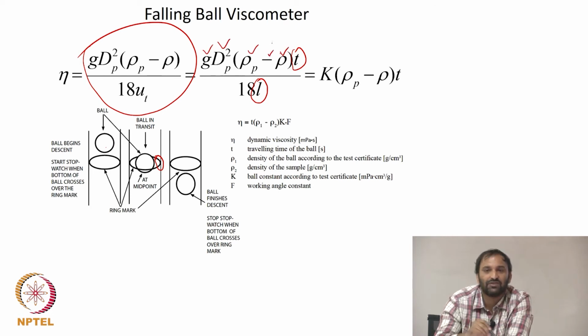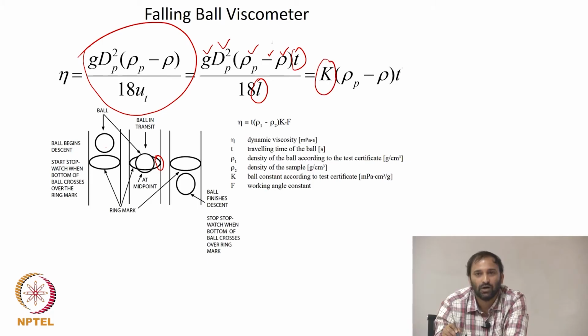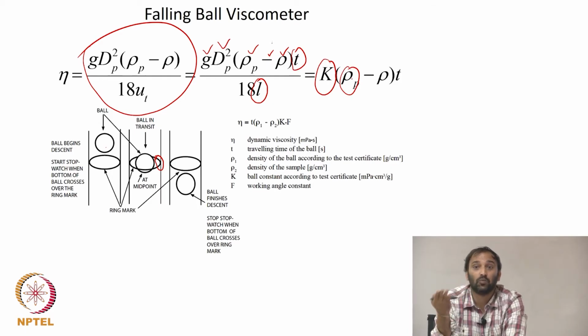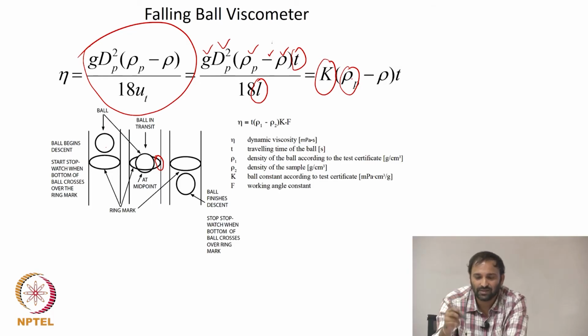Because these are all constants, everything is constant, I can write it as k times (rho p minus rho) times t. Your rho p is kept here because it depends upon the kind of material you work with. You may be working with objects of different materials, like a steel ball, a glass ball, and things like that.